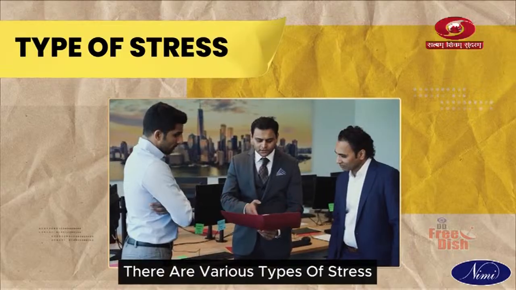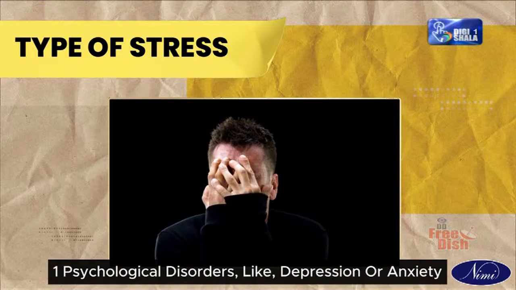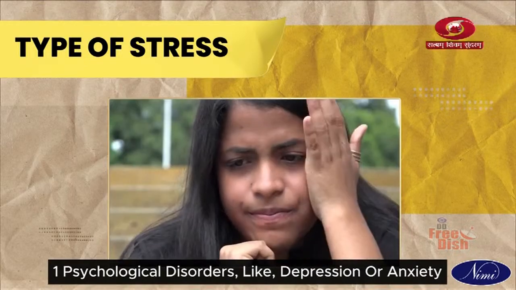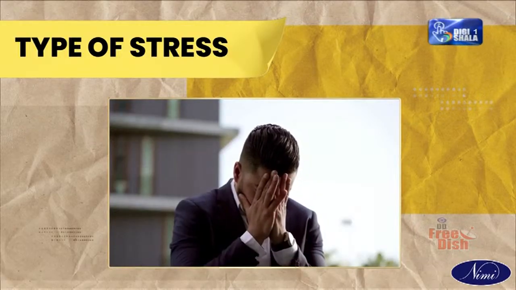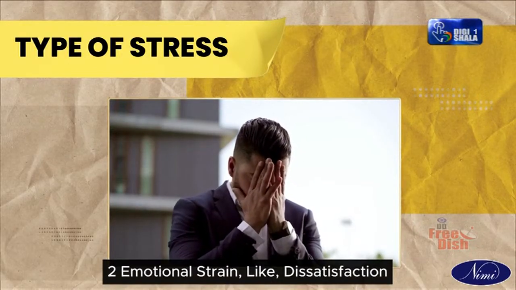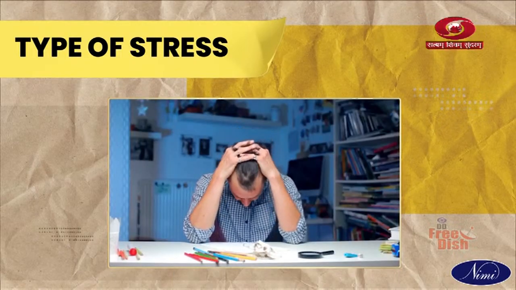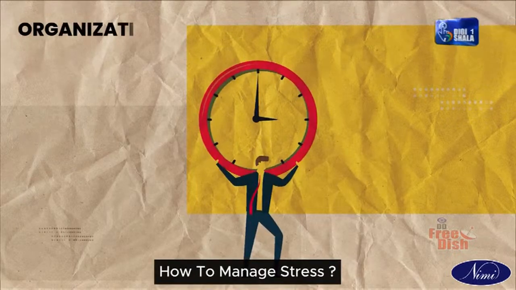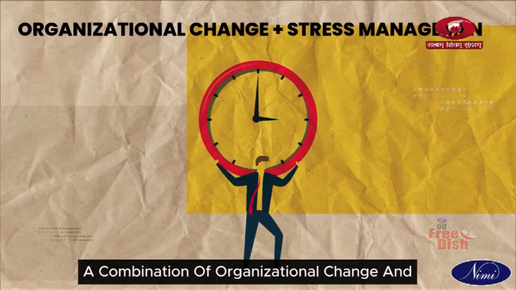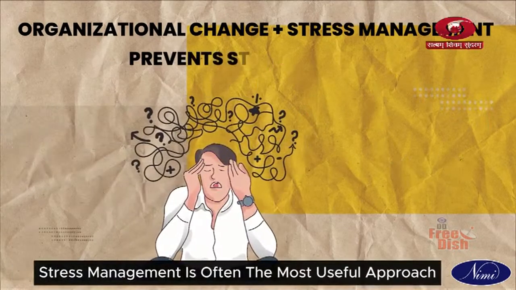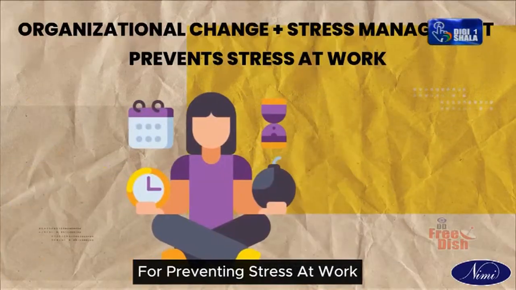There are various types of stress observed at workplace. 1. Psychological disorders like depression or anxiety. 2. Emotional strain like dissatisfaction, fatigue, or tension. How to manage stress? A combination of organizational change and stress management is often the most useful approach for preventing stress at work.